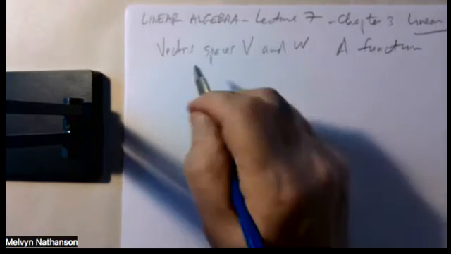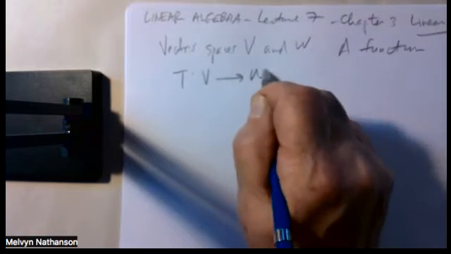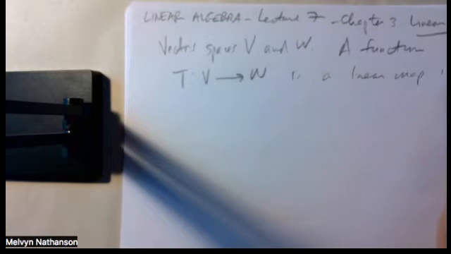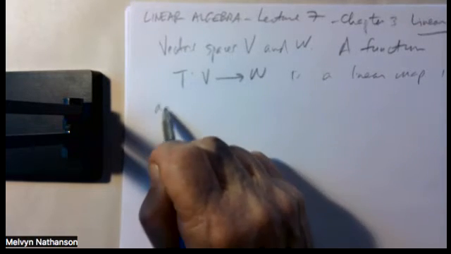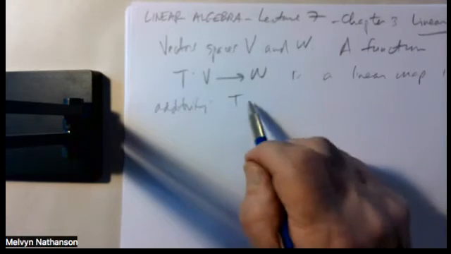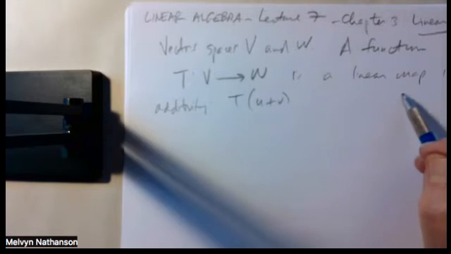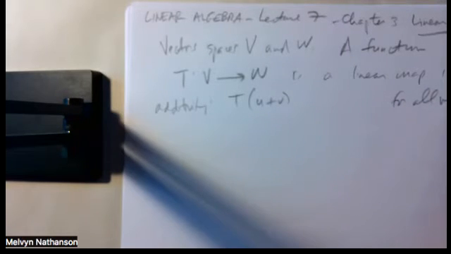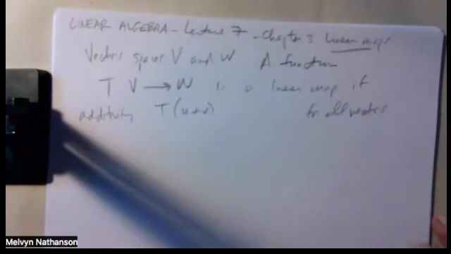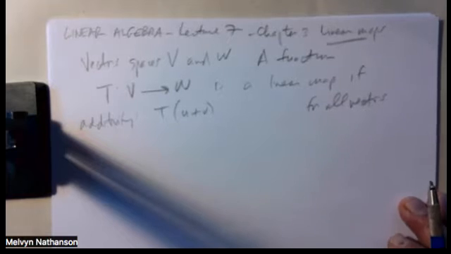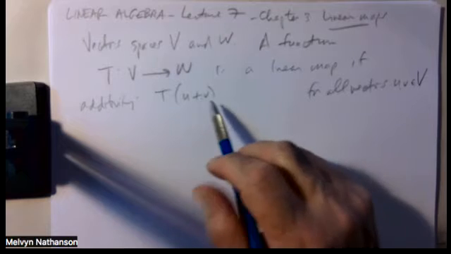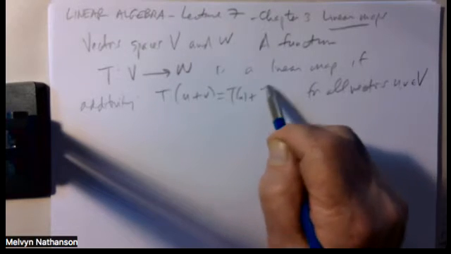And we look at a function T from V to W. And such a function is a linear map if it satisfies the following two properties. First is additivity. For all vectors U and V in the vector space V, T applied to the sum of U and V is T of U plus T of V.